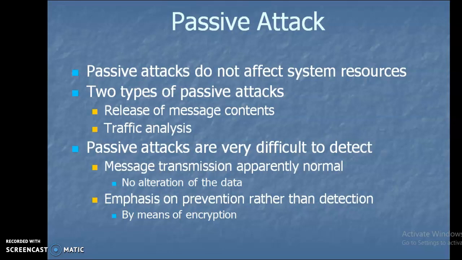Second is traffic analysis, in which they analyze how many packets are, let's say, sent from A to B. And then passive attacks are very difficult to detect. Message transmission is apparently normal, with no alteration of the data. Since the data is not altered, that is why it is difficult to detect. And there is emphasis on prevention rather than detection, by means of encryption.